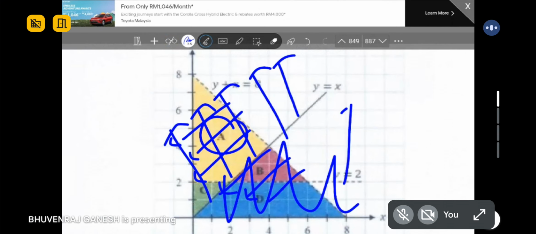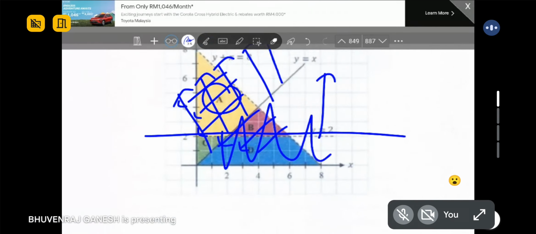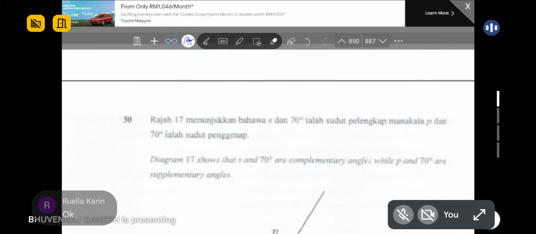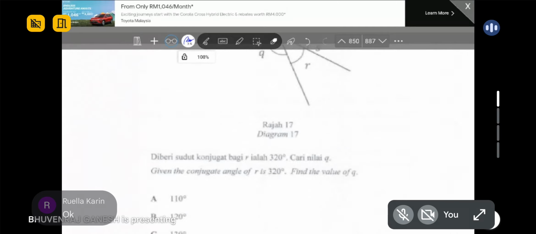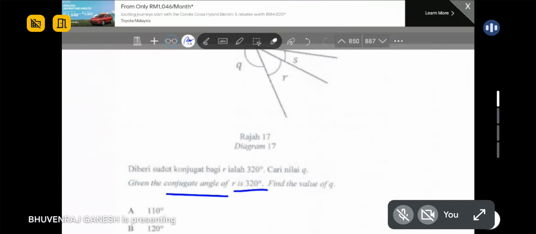Faham guys? Sebab kena di atas garisan ni. Okay? Y lebih besar dari 2. Senang tak guys? Simple, right? So answer is A. Okay? Kenapa semua react wow? Kenapa? Okay, next one. Conjugate angle of R is 320.